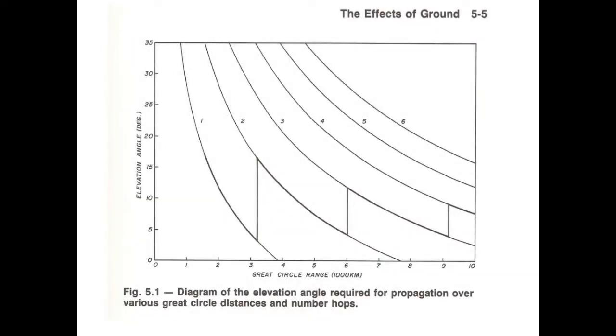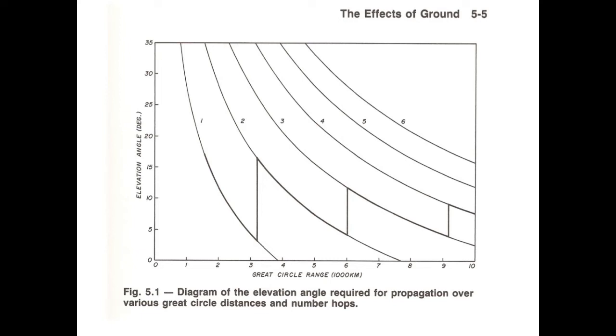Now here's another chart that shows about the same thing. This shows multiple hops. If you look at the first curve to the left, there's the number 1 there. That's a single hop distance versus elevation angle. And when you get out to a certain point, you're going to need to take 2 hops to make that distance. And when you drop back to 2 hops, you're back up to maybe the 15-degree angle again.